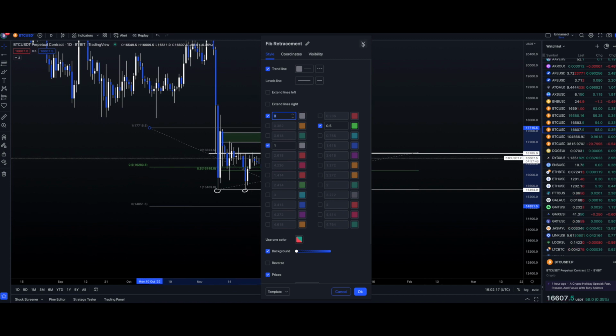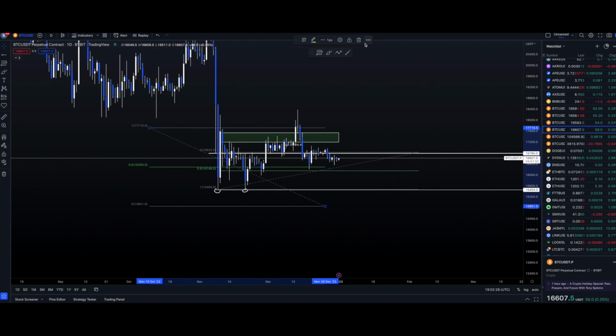I know the default settings will have the 0.618 and all of these other ones, which are good to look at sometimes as well. But for me, I like to just have my clean range with just the 3 of them. Okay, so hopefully that's helpful.